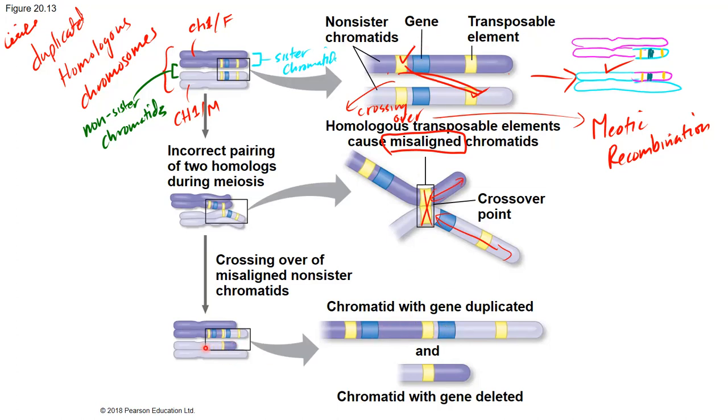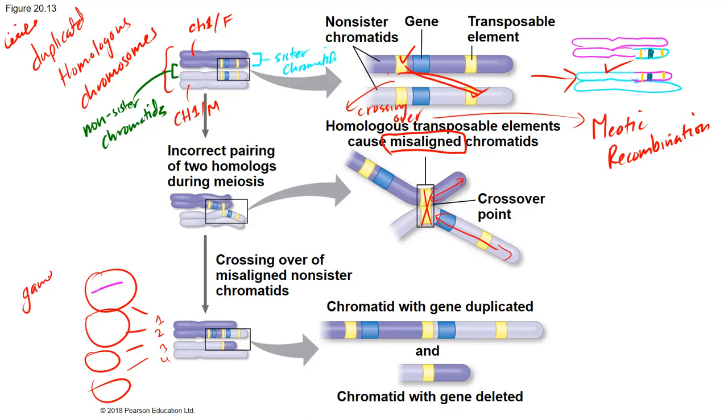And the other chromatid on the other homologous chromosome now does not contain this gene. So this is a chromatid with a deleted gene. This is a chromatid with a duplicated gene. And eventually, these 4 chromatids will end up in 4 different cells or gametes. So let's say these are gametes.